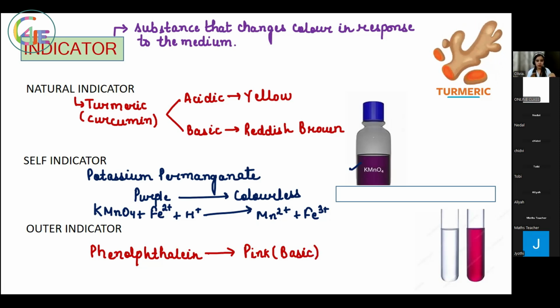See, this thing is really important. It should be clear in your mind which indicator we are going to use, which type of indicator it is, and which color it will convert into if we put it in the respective mediums. So I think you all must have noted down. Can we just move on to the next thing?